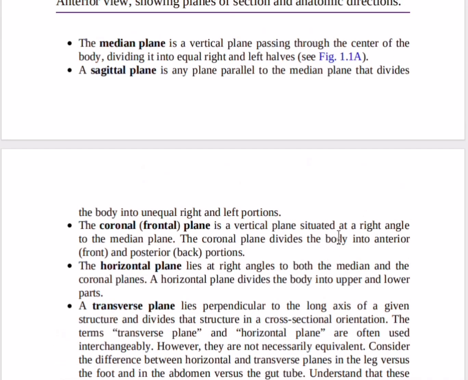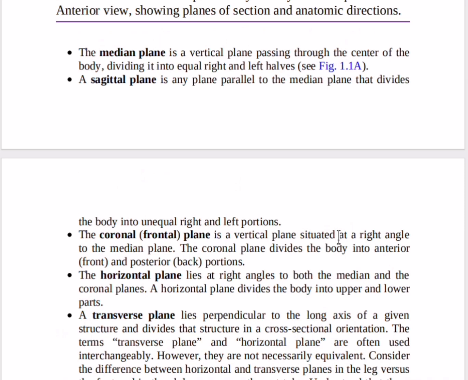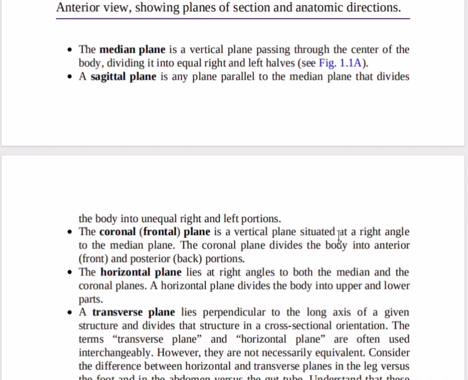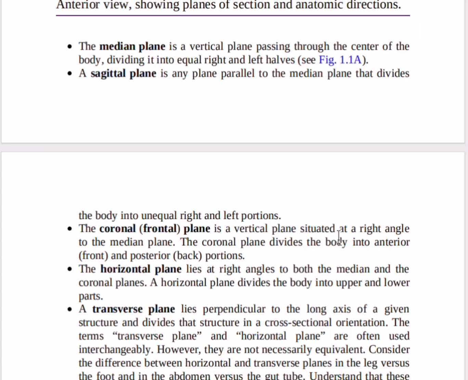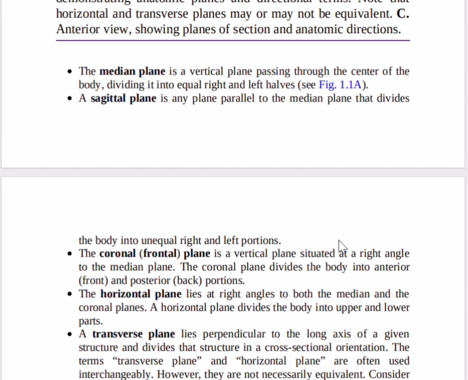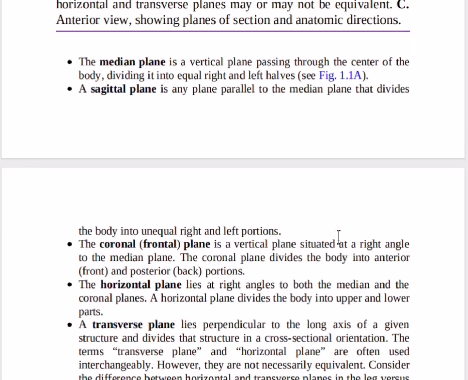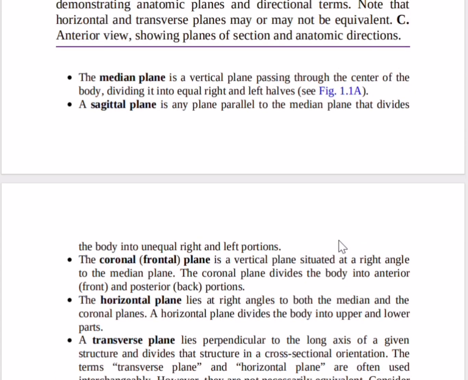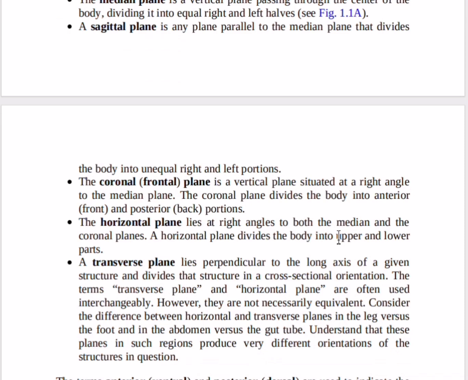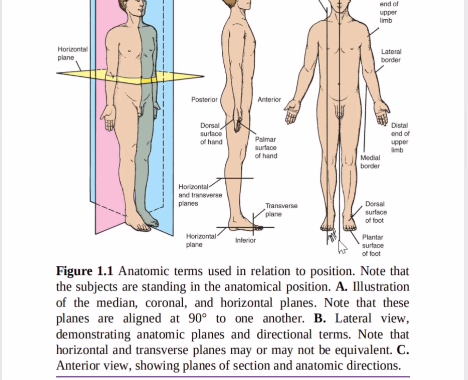We also have what is called the horizontal plane. It also lies at right angles to both the median and coronal plane. So the horizontal plane divides the body into upper and lower parts. We also have what is called the transverse plane, but sometimes this transverse plane is interchangeably used with horizontal plane, but these terms are not the same. You can look at the leg. We can say that this is the transverse plane of the leg, but this also is the transverse plane.